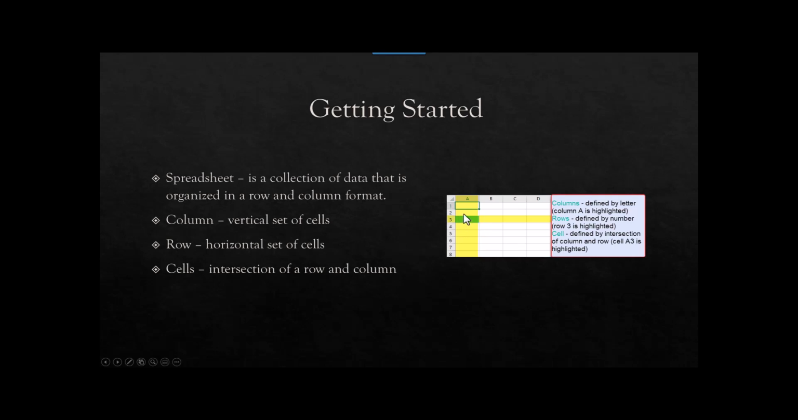The intersection of a column and a row, which I have here as a green, is a cell. That's where you put information. You identify a cell by the column letter and the row number. So this cell that's green would be A3. Okay, so you want to get used to using that standard.